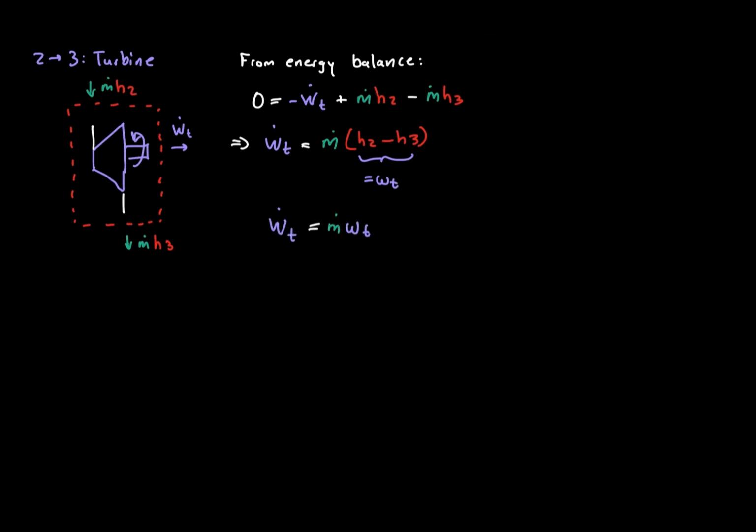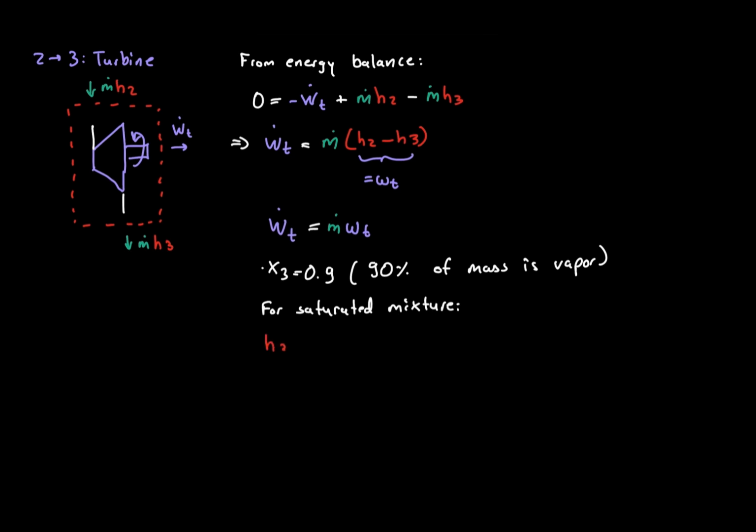Now we determine H3. We are given the quality X3. For a saturated mixture, H3 equals HF plus X3 times HFG. This comes from the definition of quality, where X describes how much of the fluid is vapor.